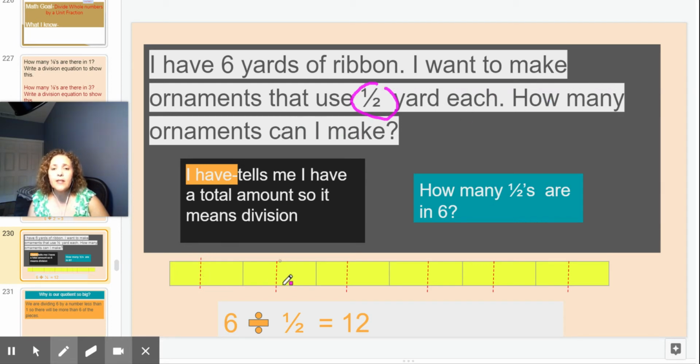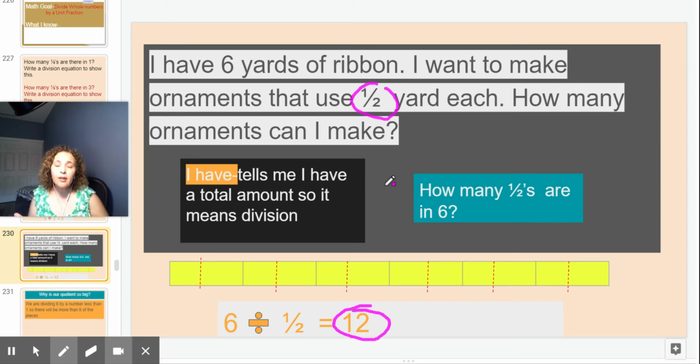So each one of the yards, I'm breaking it up into a half. A half tells me that I have a total amount. So that means division. When you have a total amount, it means division. And this is going to be helpful in a few lessons. So one way to think about it is how many 1/2s are in 6? It's not 6 divided in half; it's each one of the things that makes up the 6 divided in half, which looks like this. I'm going to divide each one of my ones in half, and I'm going to get 1, 2, 3, 4, 5, 6, 7, 8, 9, 10, 11, 12. I get 12. Now I can make 12 ornaments.